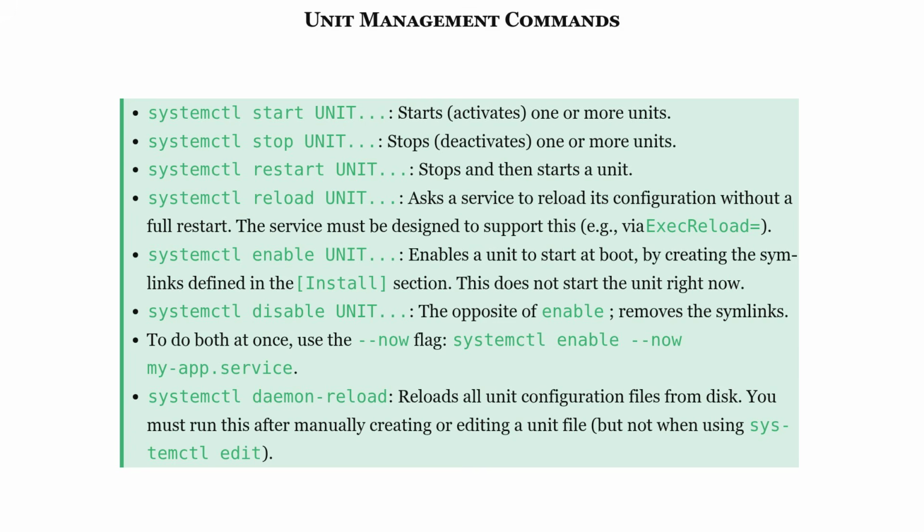for example, via ExecReload. systemctl enable [unit] enables a unit to start at boot by creating the symlinks defined in the [Install] section. This does not start the unit right now. systemctl disable [unit], the opposite of enable, removes the symlinks. To do both at once, use the --now flag: systemctl enable --now myapp.service. systemctl daemon-reload reloads all unit configuration files from disk. You must run this after manually creating or editing a unit file, but not when using systemctl edit.